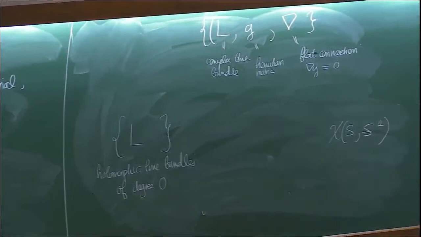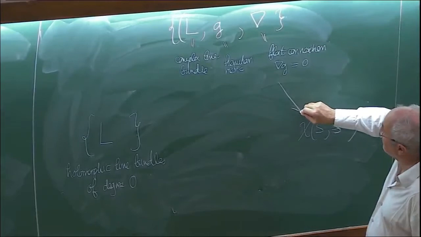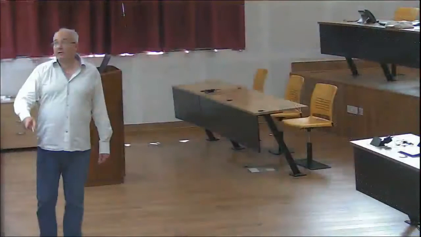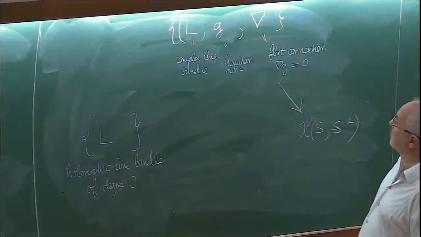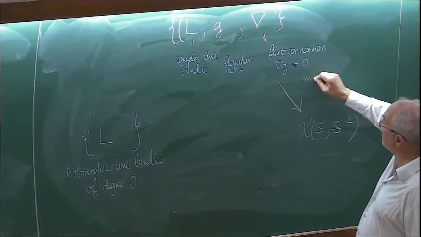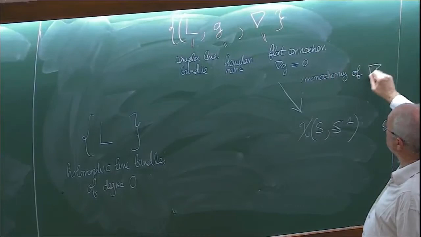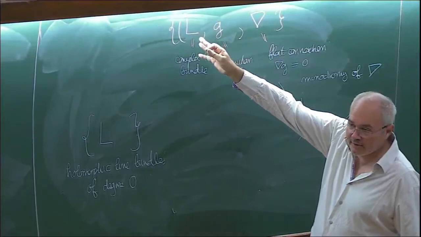So there are some obvious maps, which is this one. I just said that I have this flat connection. So this flat connection, that's just the monodromy of nabla. Right, so actually this complex line bundle is a trivial line bundle in this context, right? So that's an easy map.